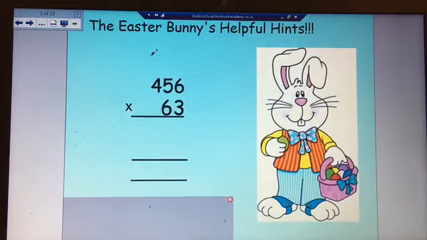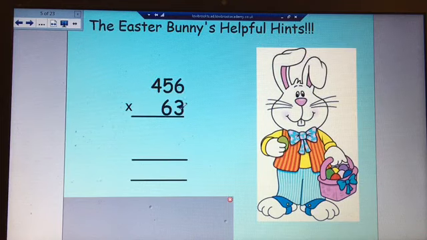Anyway, I caught up with the Easter Bunny earlier, and he gave me some helpful hints to complete today's maths. The first thing he said you need to be able to do is multiply numbers together, big numbers together. So I'm going to show you how to multiply a 2-digit by a 3-digit number.